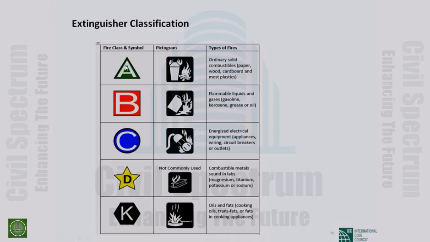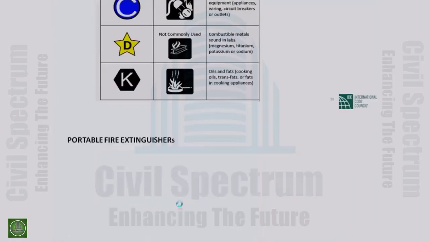On your container, this type of marking is always written there, either A, B, C, D, or this type of picture. From this picture, you have to understand what material you can extinguish and what you cannot. So you have to be very careful about this A, B, C, D, or this pictogram. So in your bottle, there will be some.